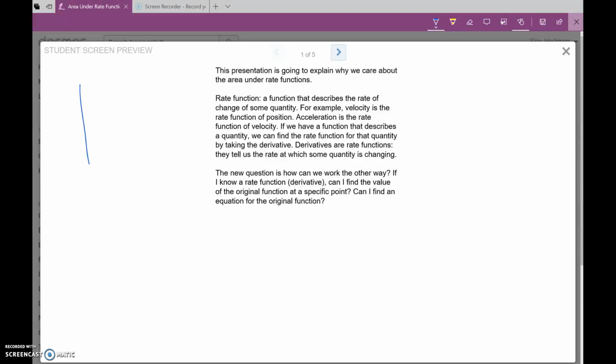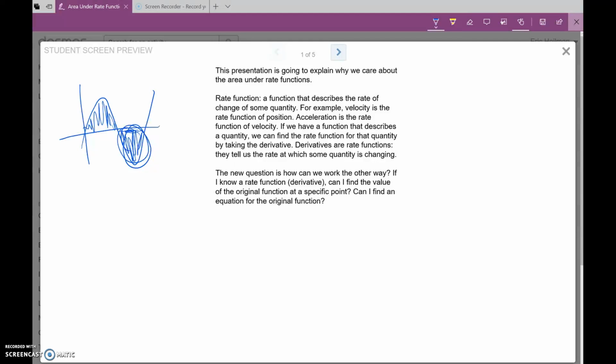So if I have a rate function that looks like this, the area we're talking about would be this part under here and this part under here. So when we talk about the area under a curve, it means between the curve and the x-axis. Technically, this area over here is not under the curve. It's kind of above it, but we mean between the curve and the x-axis.